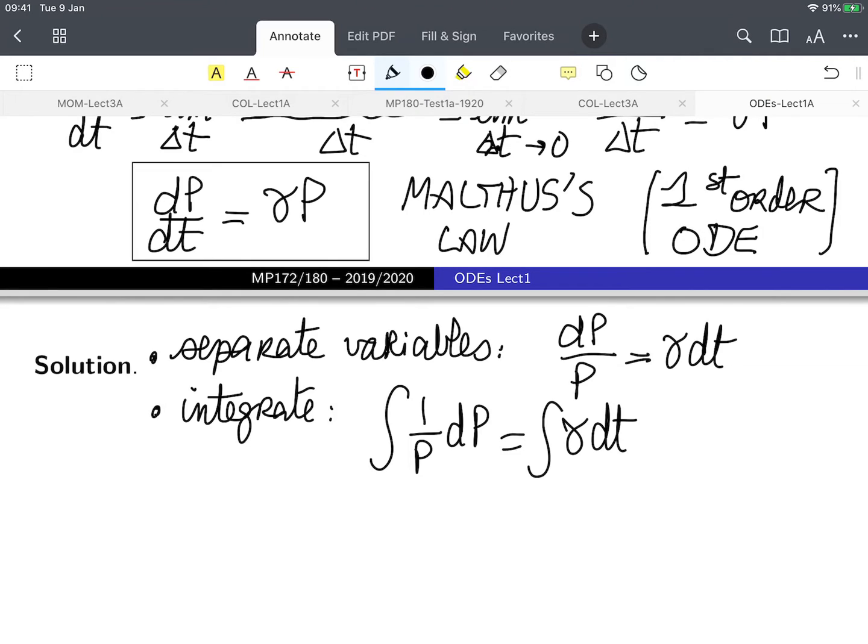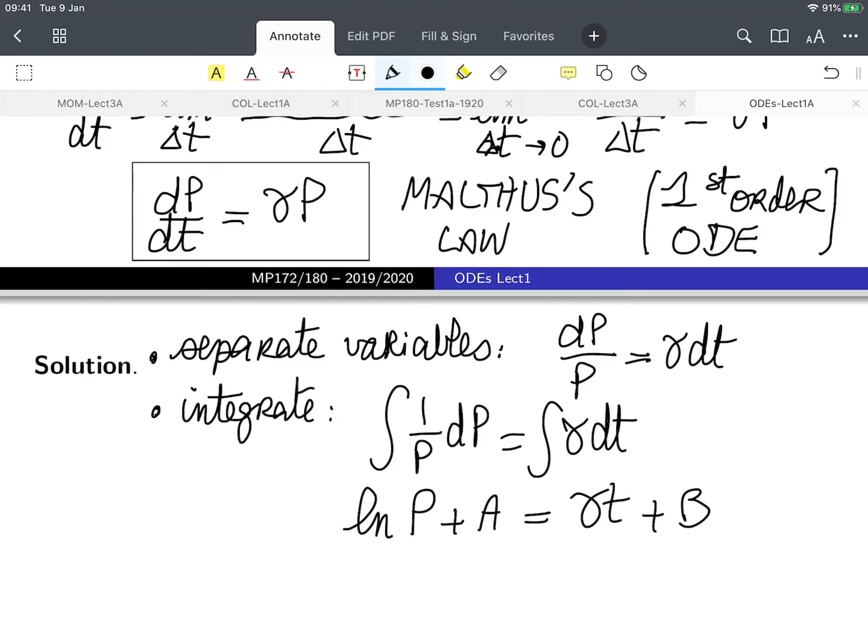Then I need to know the integral of 1 over x and the integral of a constant. What is the integral of 1 over p? It's the log, right? That's in the log book. Appropriate name. And don't forget you have to add a constant. The integral of a constant is going to be gamma t plus constants, where a and b are constants of integration. That's it. I've solved my differential equation.